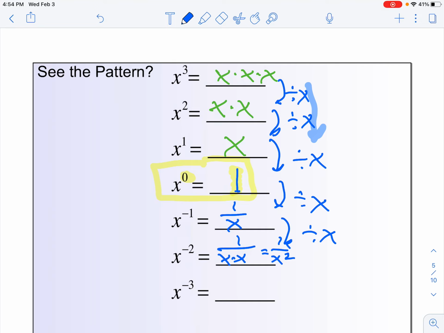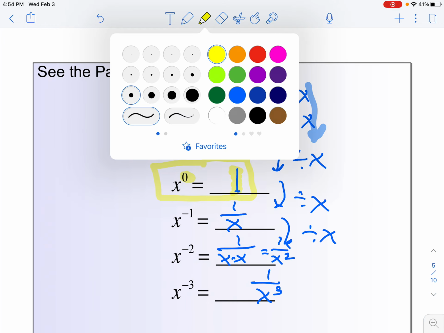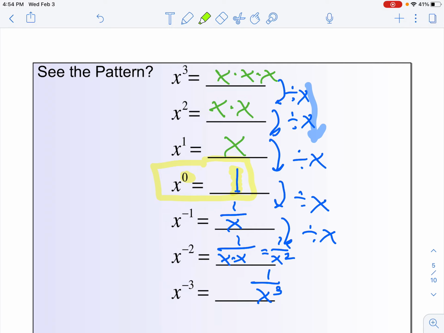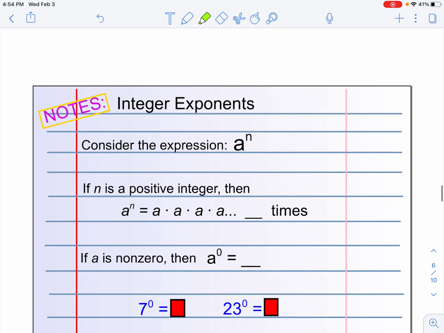And can you fill in the last one just by looking at the pattern? Well, your answer should be 1 over x to the 3rd. So what happens here with negative exponents is that negative exponents wind up on the bottom of the fraction as a positive value. And those are sort of our 2 properties in this lesson.